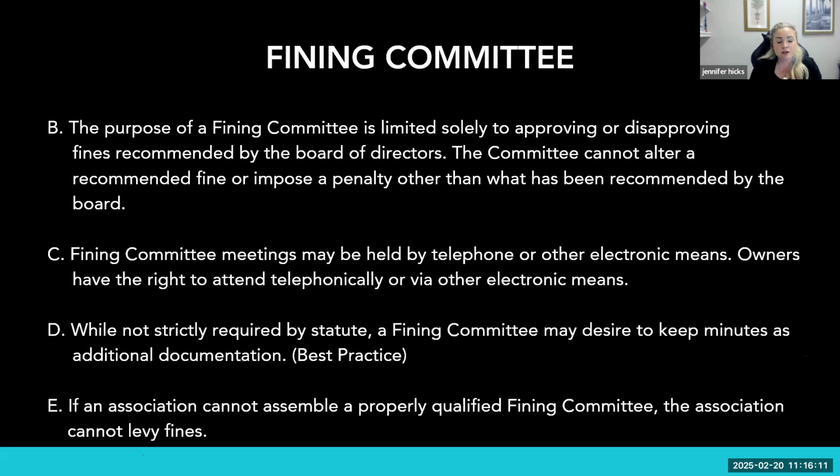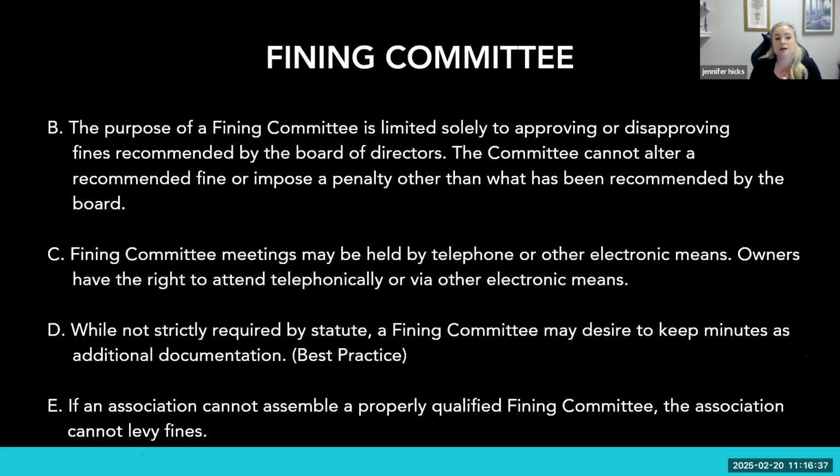And finally, if your association cannot assemble this fining committee, you can't find enough members that aren't related to the board, you cannot levy fines, period. There is no, oh, we can do it this way because we're a small community. No fining committee, hearing committee, whatever you want to call it, no fines. That's the end of the process for you. If you don't have a fining committee, you have no fines.